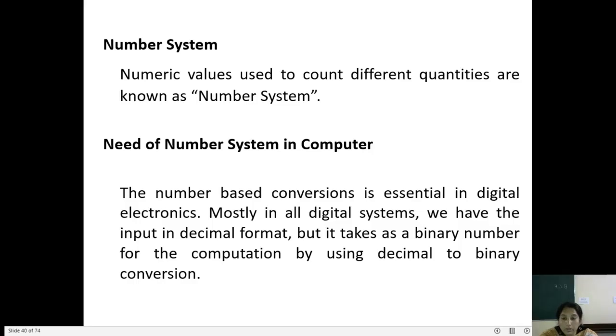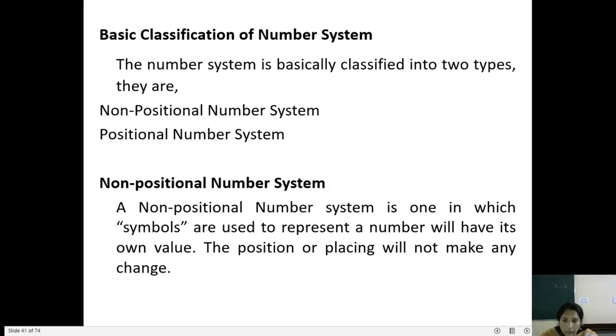And in this number system you will understand different classifications. Basically, in the number system, there are the non-positional number system and the positional number system. A non-positional number system is where you represent numbers by using symbols, like Roman numerals, as well as star, dot, which don't have any decimal place value. Those numbers we call a non-positional number system.